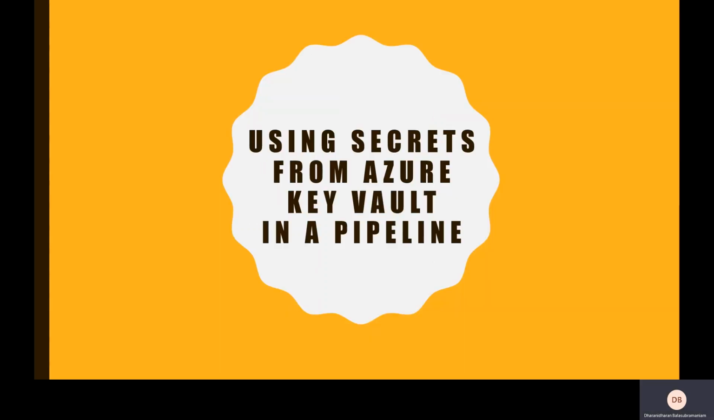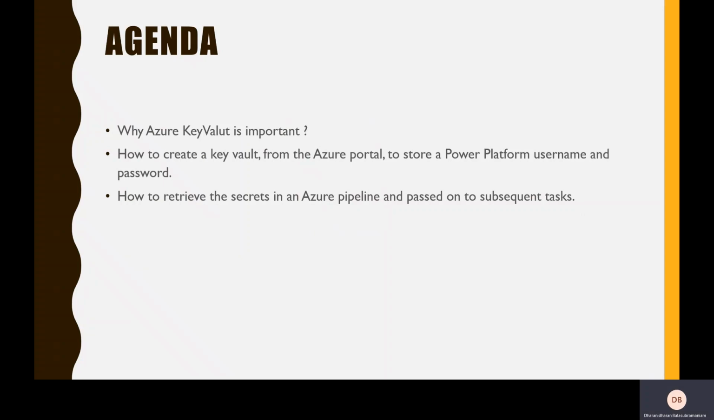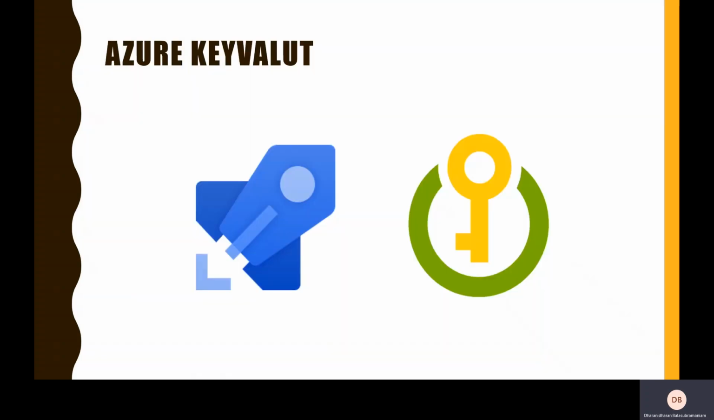In today's series, we'll see how to use the secrets from the Azure Key Vault in VSTS build and release definitions. I will be covering why Azure Key Vault is important and how to create a key vault from the Azure portal to store the Power Platform username and password, and how to retrieve the secrets in Azure Pipelines and pass them on to the subsequent tasks in VSTS build and release definitions.